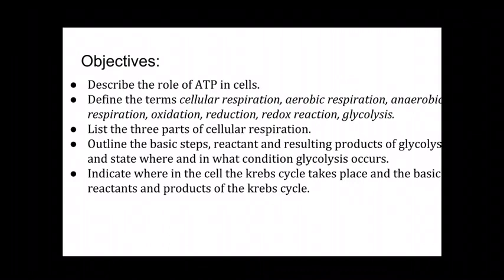And then we talked about where in the cell the Krebs cycle happens, which is the mitochondria, and the basic reactants. Meaning, what did we start with in the Krebs cycle? We started with pyruvic acid. We converted that to acetyl-CoA and then to citric acid and went on from there. And then the products of the Krebs cycle, which we looked at, which were all of those NADH molecules and FADH2 molecules and a couple of ATP molecules and a number of carbon dioxide molecules.